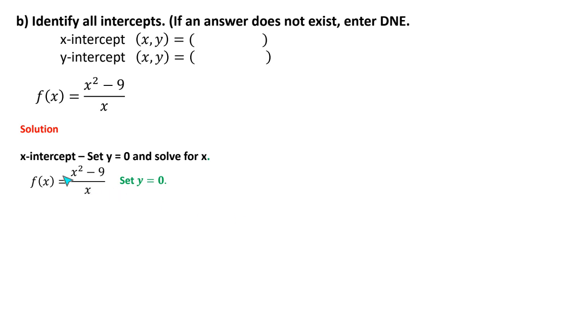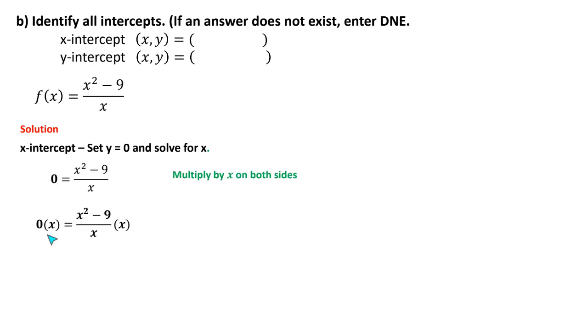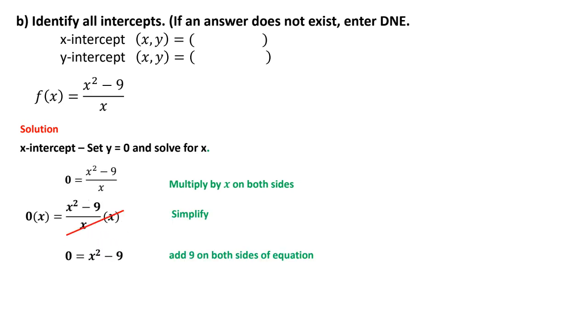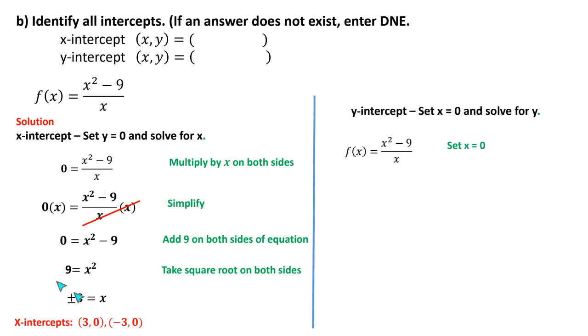For our x-intercept, we're going to set y equal to 0 and then solve for x. I'm going to multiply by x on both sides. On the left side, I get 0 times x, which is 0. On the right side, the x and the x cancel. So we end up with 0 equals x squared minus 9. I'm going to add 9, so I end up with 9 equals x squared. To solve for x, we take the square root on both sides, so we get x equals plus or minus the square root of 9. The square root of 9 comes out to 3. So in this example, my x-intercepts are (3, 0) and (negative 3, 0).